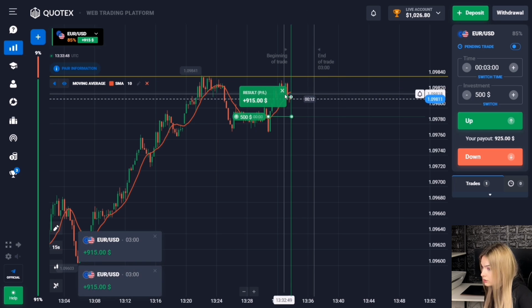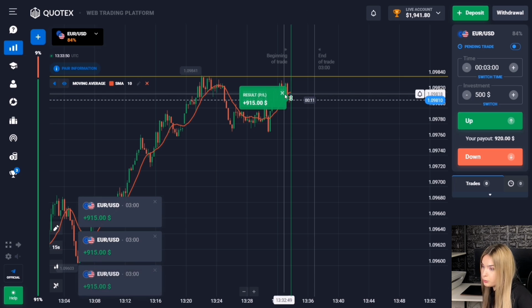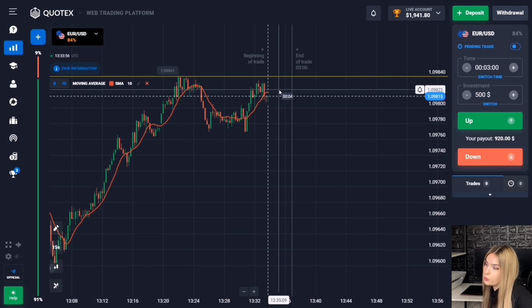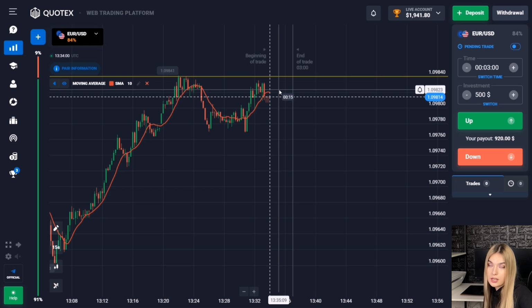Alright, quite good, guys. Indeed, after a slight pullback downwards, the upward movement continued to the resistance level. This is where we make a profit. We also have time to work with you on this upward movement. 3 minutes was just enough for us. So guys, let's continue.